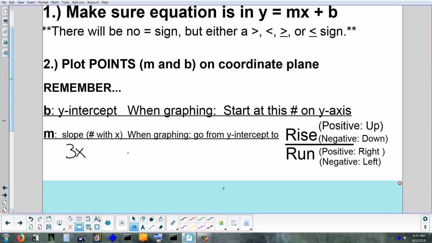If it was -5, say that was my slope. I'm at my y-intercept. Brady, where am I going to go? If my slope is -5, what two directions am I going to go in? Down. Down, how many?